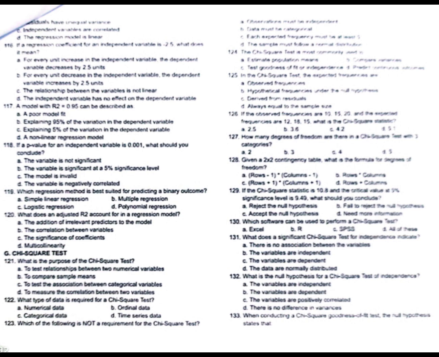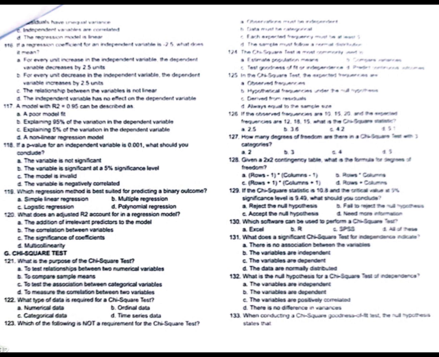If the p-value of an independent variable is 0.001, what should you conclude? So, we conclude that the variable is significant at the 5% significance level. So, the answer is letter B, 119. Which regression method is best suited for predicting a binary outcome? So the answer is letter C, logistic regression. Number 120. What does adjusted R-squared account for in a regression model? So the answer is A, the addition of irrelevant predictors to the model.